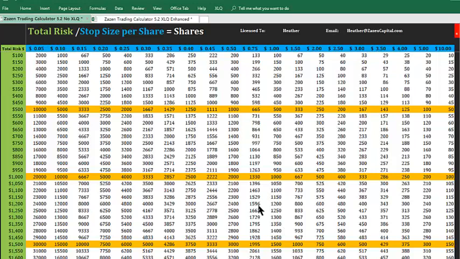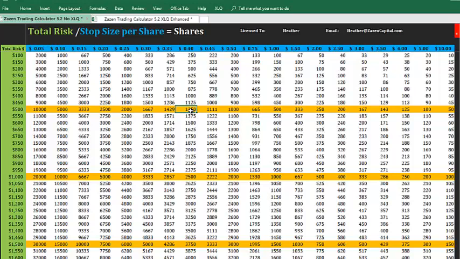Let's say you only want to risk or lose $500 a trade, and you happen to know that you're going to need a dollar stop. Where the two intersect is your position size. It's really that simple. So a $500 loss limit with a dollar stop, you can get 500 shares. If you're able to reduce your stop to 40 cents, you can get 1,250 shares.